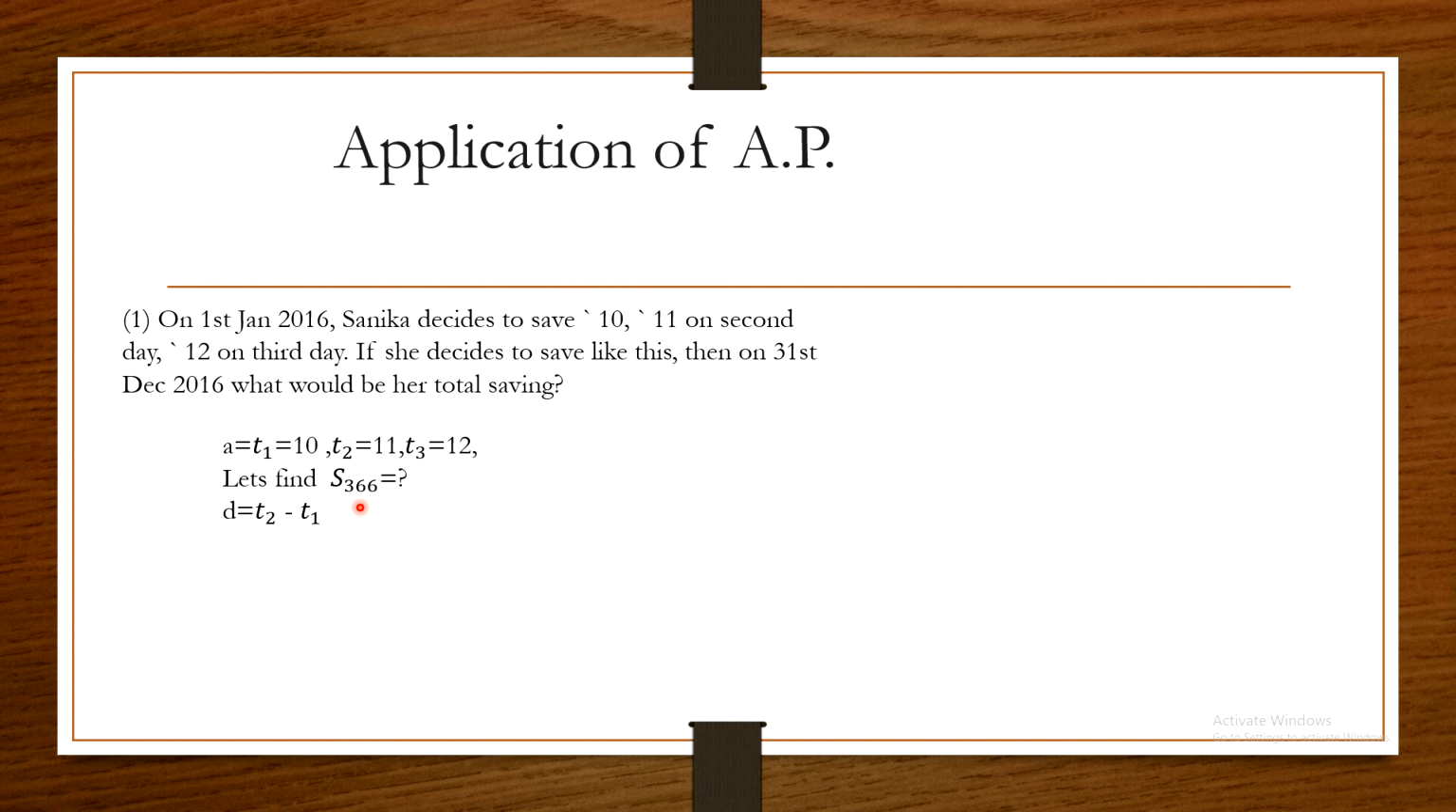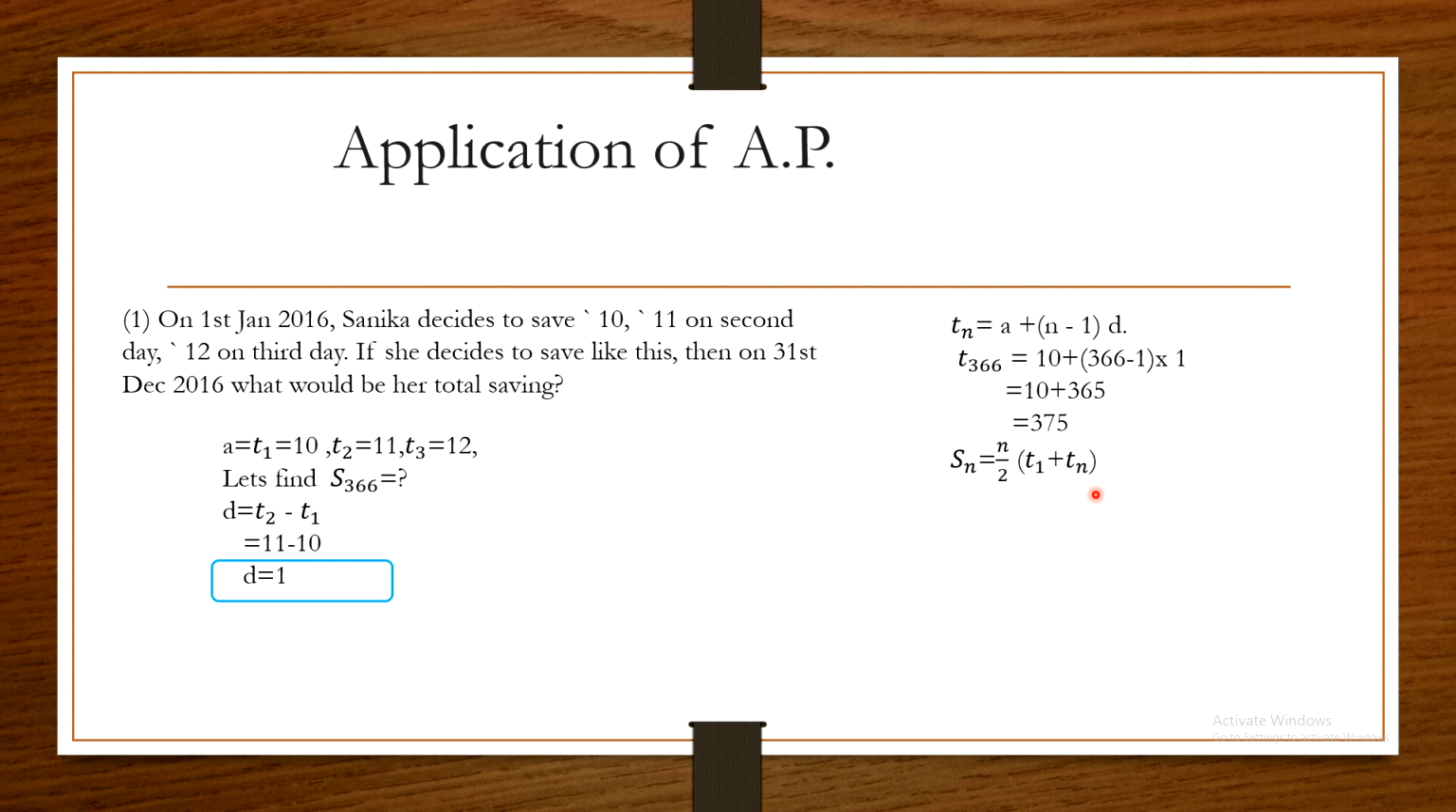First we find d: t2 minus t1, we get 11 minus 10 as 1. So we can write d = 1. Now tn = a + (n - 1)d. So t366 = 10 + (366 - 1) × 1. We will get 10 + 365 as 375.